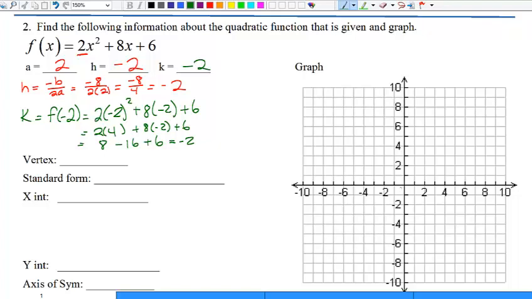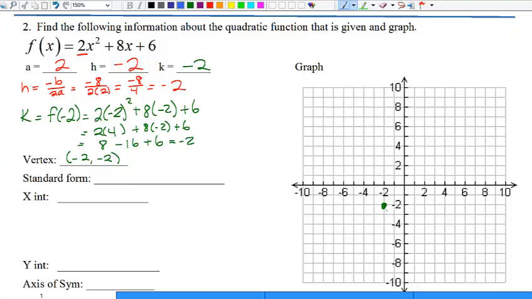Okay, so I have a point at a vertex at -2, -2, putting the h and the k together. Now, as I said on the previous question, sometimes you get extra information for free just by plotting what you have so far. So let's go ahead and do that.